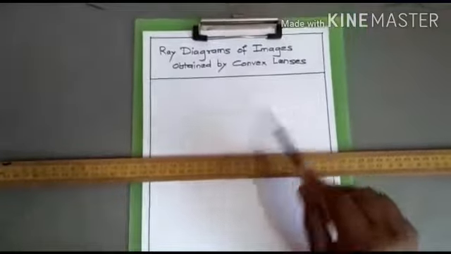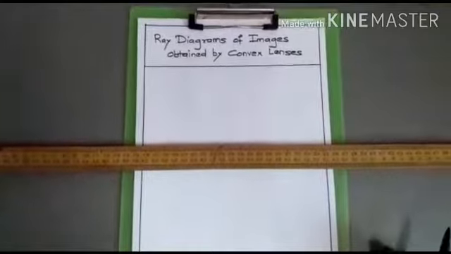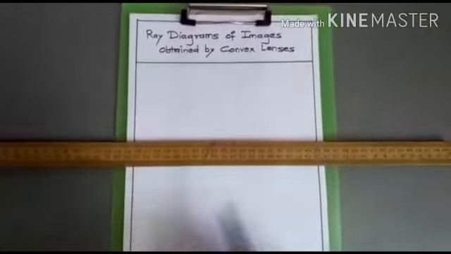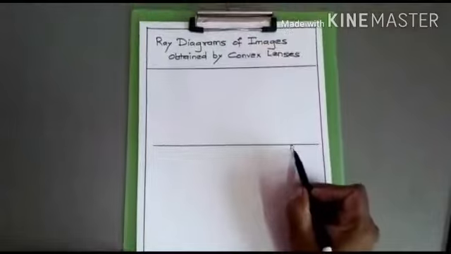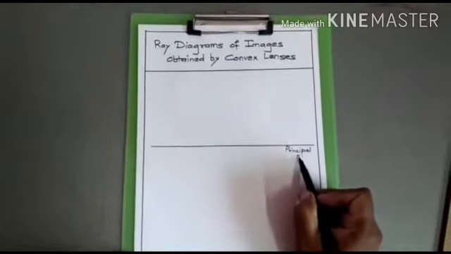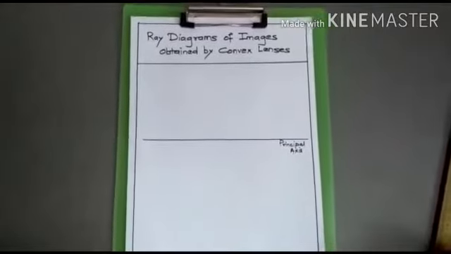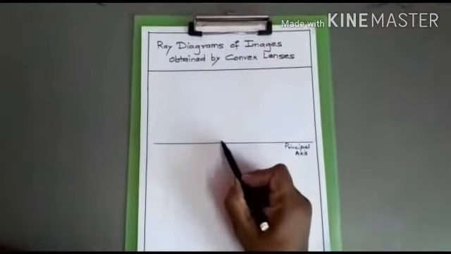Ray diagrams of images obtained by convex lenses. For this, draw a line representing the principal axis. Mark the optical center O roughly in the center of the line.